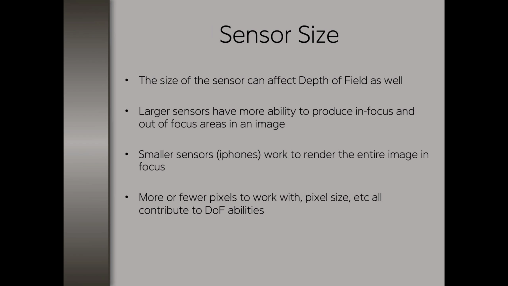So sensor size is another one that can affect the depth of field. Larger sensors typically have more ability to produce in focus and out of focus areas in an image. Smaller sensors, like in your iPhones, their whole purpose is to make sure that the entire image is in focus. So they, with the smaller pixels and the way the software works, they try to put the entire image in focus. So it's really hard to blur a background when you have a small sensor. So, more or fewer pixels to work with all contribute to sort of the depth of field abilities of the camera that you're using.